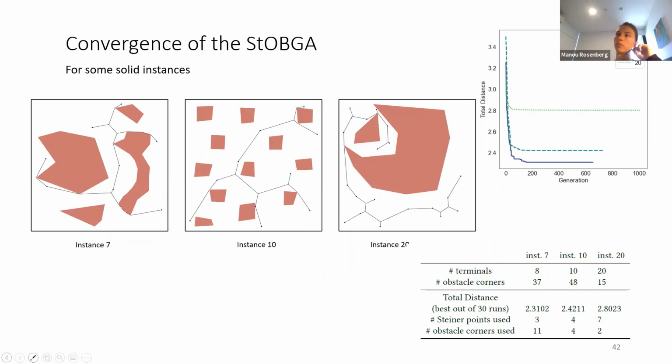Okay, so looking at some of the results for solid obstacles only, we can see that our genetic algorithm, which I have only briefly touched on, can find complicated solutions that go around and in between obstacles like this, and we can see that it converges. I'm not going to go into much detail here, but we basically found that the genetic algorithm works quite well for those approaches.